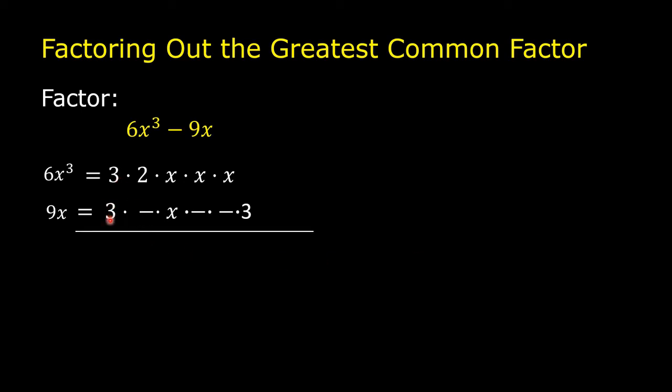3 is the same as 3 here, so bring down one of them. x is the same as x here, bring down one of them. Multiply 3 by x, 3x. The greatest common factor, or GCF, is 3x.